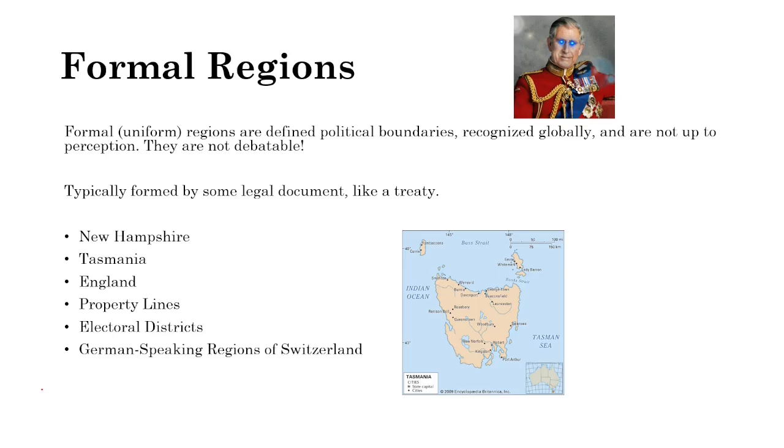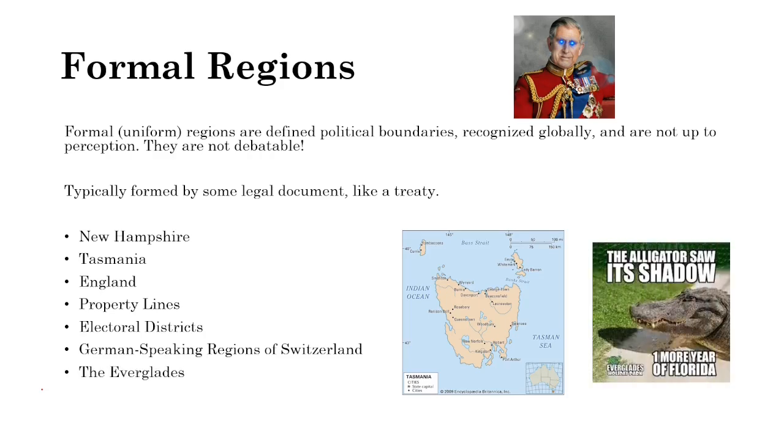And then regions about culture, like German-speaking regions of Switzerland. That's not up to debate, because you can't really say that people speak German in areas where they actually don't. And then physical geography is a formal region because it's where the physical geography is. It's not up to debate. You can't say the Everglades is in Georgia. There's no wetlands there. So the Everglades can't be in Georgia. And then you have the Amazon rainforest as another example. Valleys, the Grand Canyon, those are all formal regions as well.